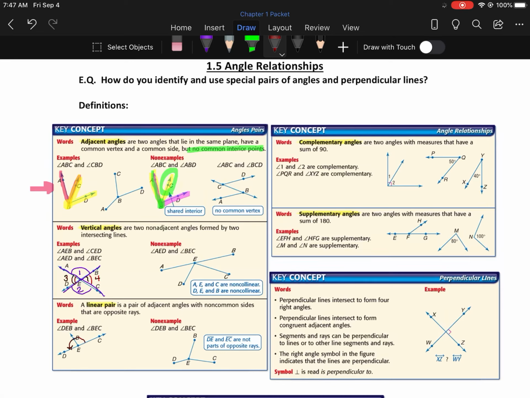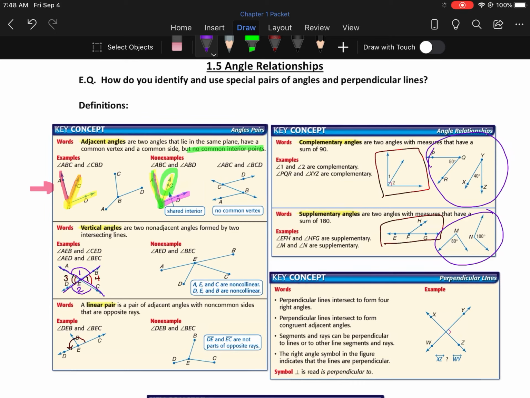The one thing that you may or may not know is that complementary and supplementary angles can either be adjacent, so here are the adjacent ones, but they don't have to be. If you look at these two angles, PQR and XYZ, 50 plus 40 is 90. So they're complementary angles, they just don't have to be side by side. The same for these two angles down here, angle M and angle N. 80 degrees plus 100 degrees is 180 degrees.